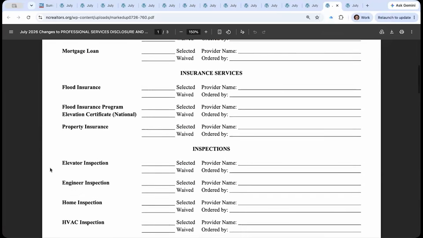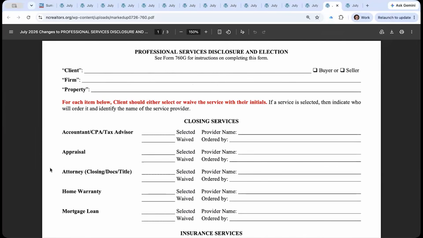Here you've got Form 760, the professional service disclosure and election. You can see there's no yellow on here because it's been completely rewritten. Some of you, if you're using this already, the lines here between selected and waived for the initials are a little narrow, and we got a little bit of feedback on that. So I may be doing some edits to this to send out to the vendors so that the initials fit in there better. But for right now, you can see this document has been expanded greatly.